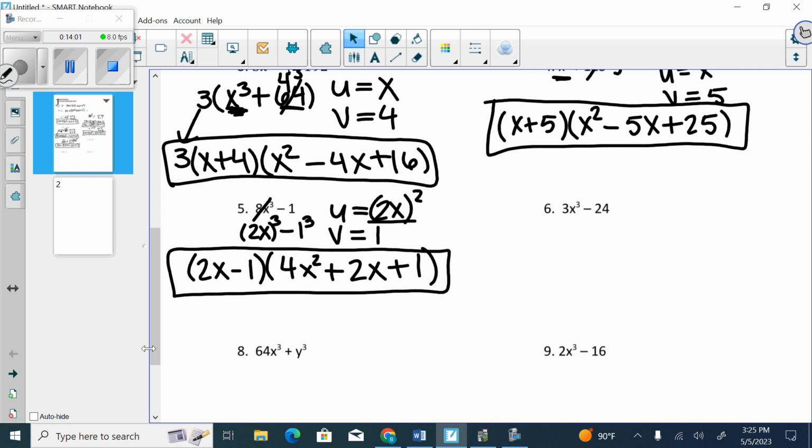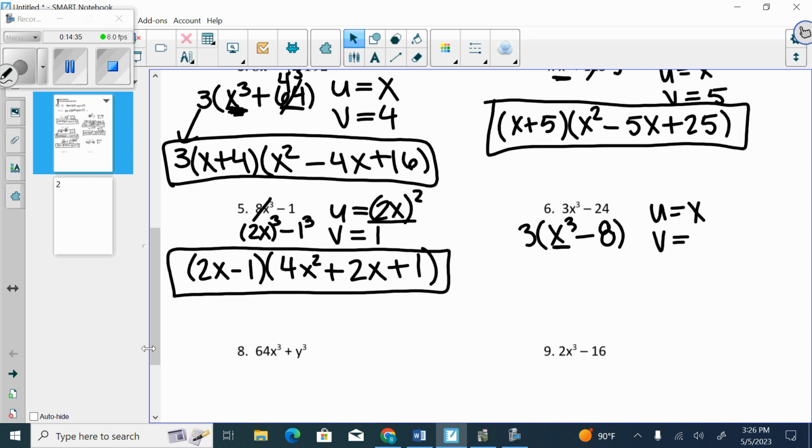All right. Number 6. Do we have a GCF on number 6? 3. Yeah, 3 will be our GCF. Okay, so I pull out a 3. If I take the 3 out of 3x cubed, what's left? X cubed. And what's negative 24 divided by 3? Negative 8. Good. Okay, so now I look for my u and my v. So u is the first piece. What's that? Good. And v is the second piece.